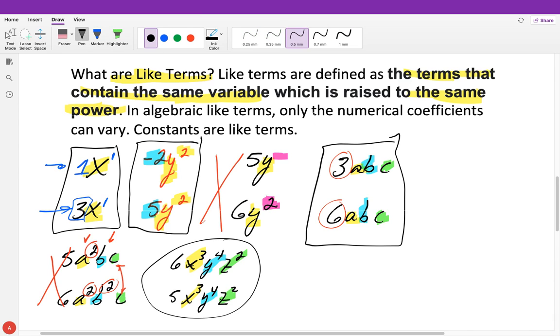And now the last thing we're going to talk about are constants. What are constants? Constants are just numbers. 5 is a constant. 6 is a constant. Negative 28 is a constant. Negative 1035 is a constant. So all of our plain numbers are constants, and they're constants because those numbers don't change. 5 is 5. That can't change.